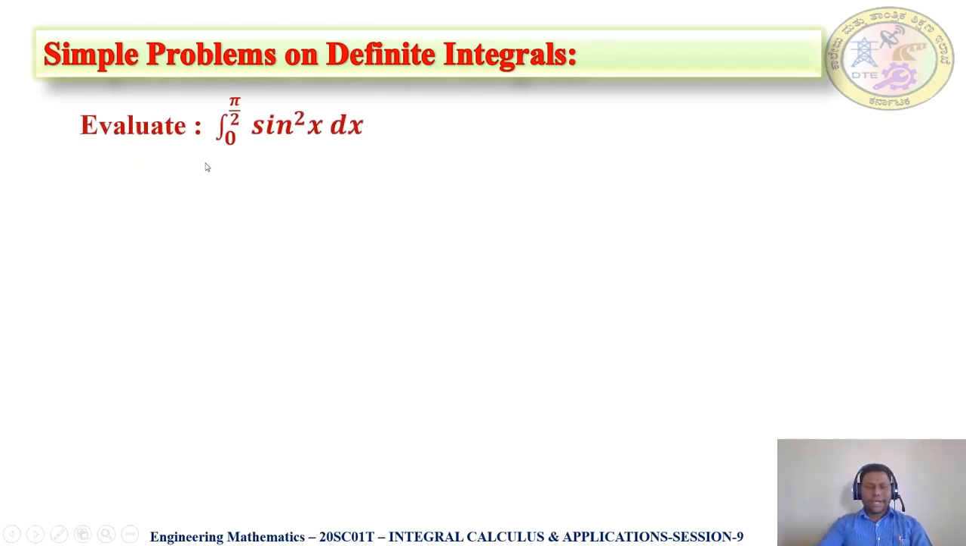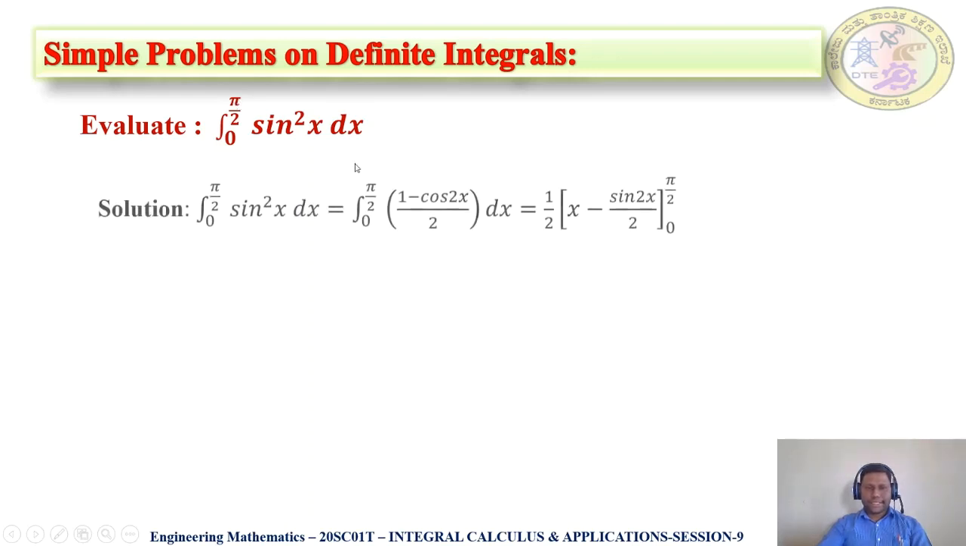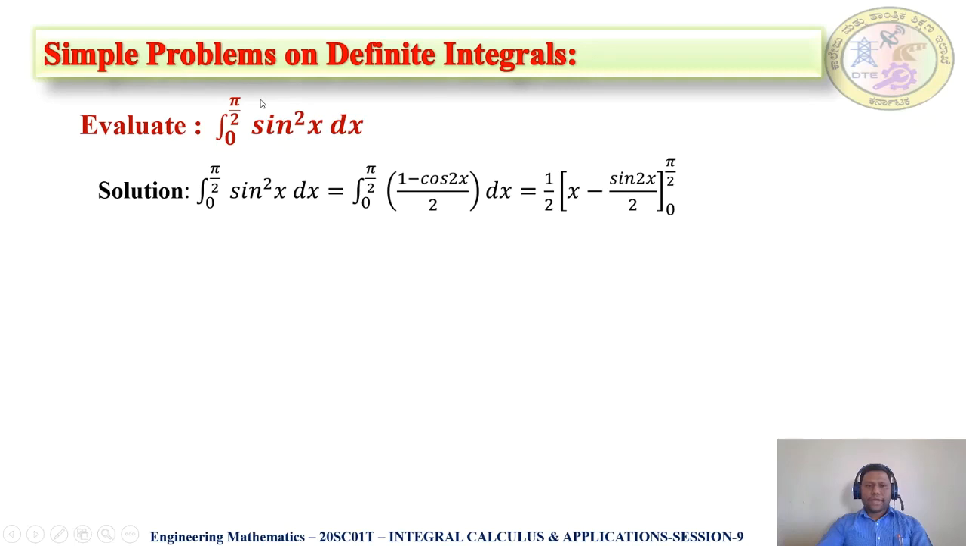So evaluate integration from 0 to pi by 2 sine square x dx. We know that there is no direct formula for integration of sine square x dx. So in the place of sine square x dx, we have to substitute some other values, so that we can do direct integration.